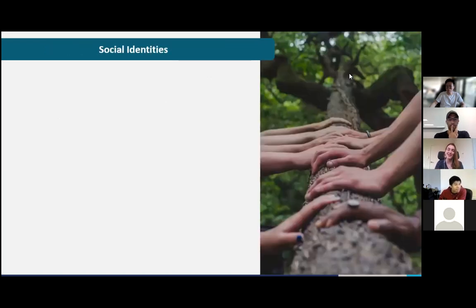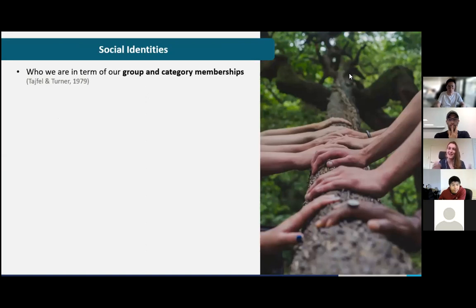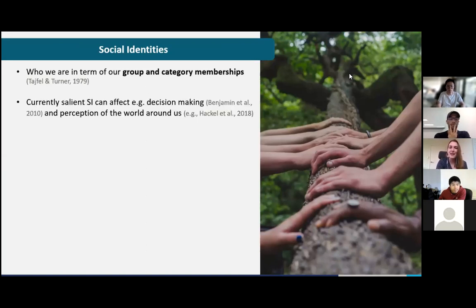Okay, but first of all, what are social identities? I think I'm not telling you anything new there. So social identities are, in a nutshell, who we are based on our different group and category memberships. And importantly, the surrounding can make different identities salient. So if you're walking into a football stadium, it's likely going to be your sports supporter identity. If you're walking into work, it's likely going to be the social identity that you share with your work group.